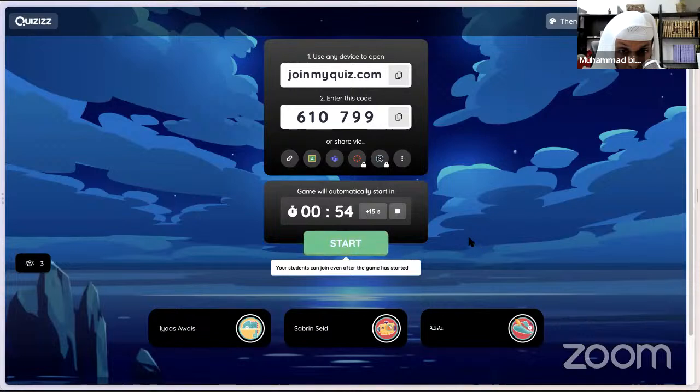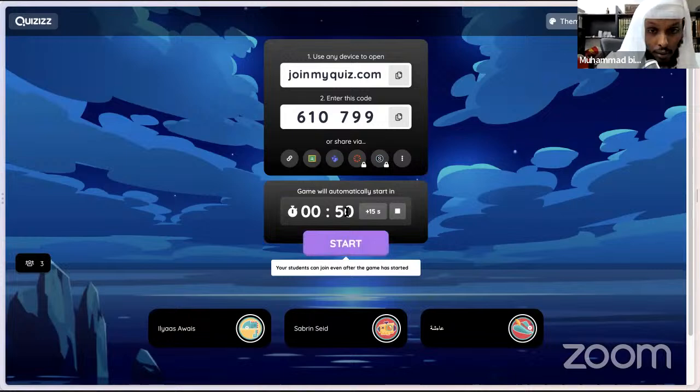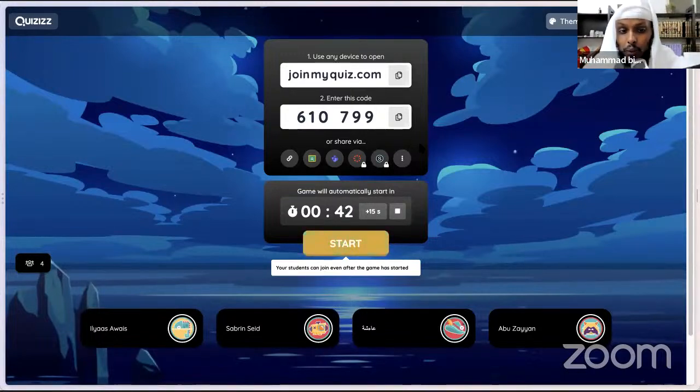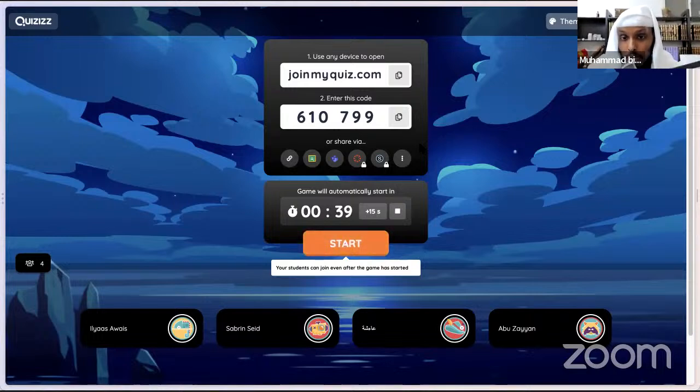Okay. Ya Allah, you've got this timer, huh? Just counting down another 50 seconds and then it's gonna start automatically. So make sure you join quickly, inshallah. It's frozen. Yeah, maybe it's frozen because I didn't start yet. I don't know. If you want, leave and join again, inshallah, if it's frozen for you.